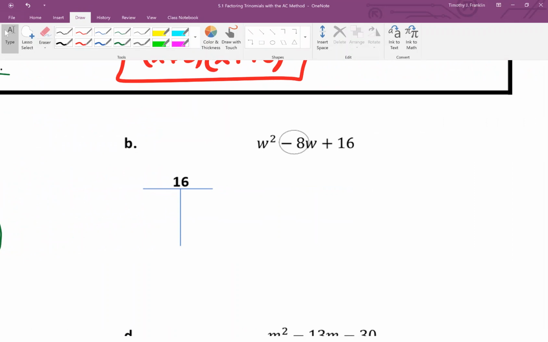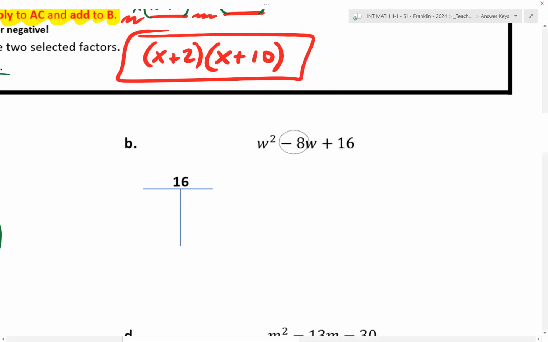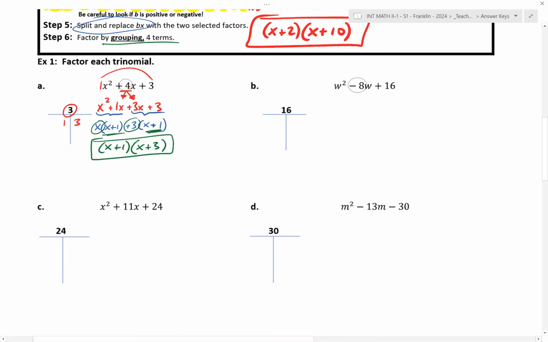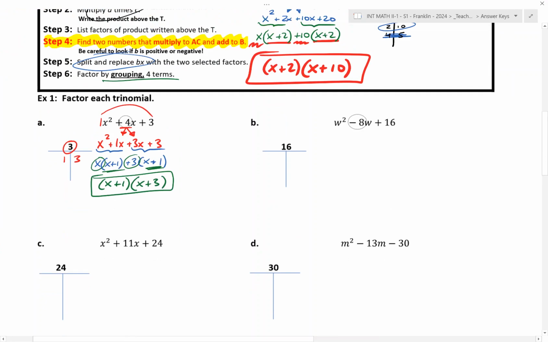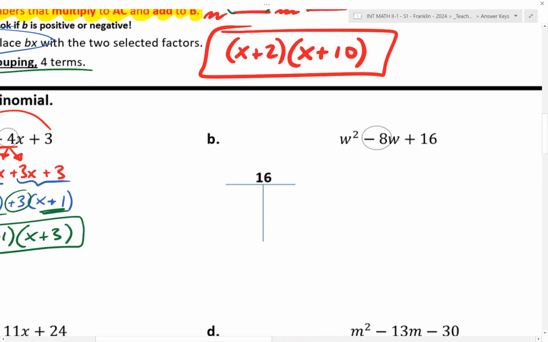Example B, identify A and C. I believe for these notes, all of our A values are 1. So this first step might seem redundant. 1 times 16, that is 16. They're all going to be like that for this section of notes. On the next one, we will add in different leading coefficients to make things slightly more challenging, but the process will be the same. So 2 numbers that multiply to 16, but add to negative 8.